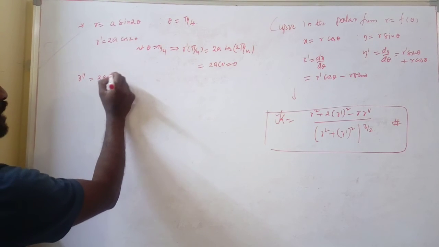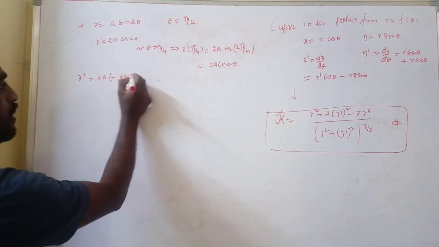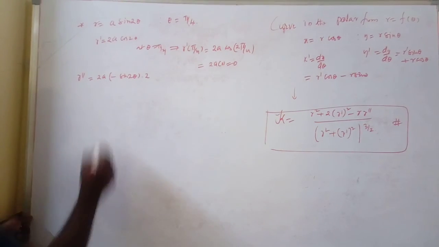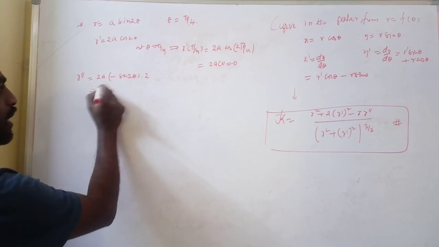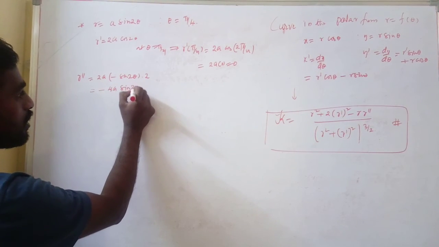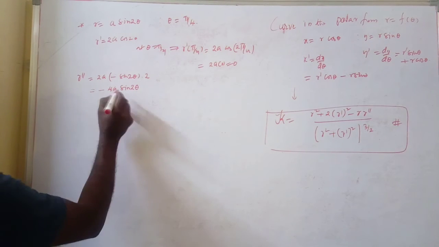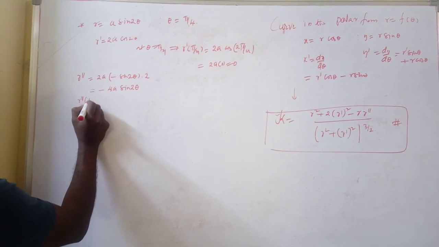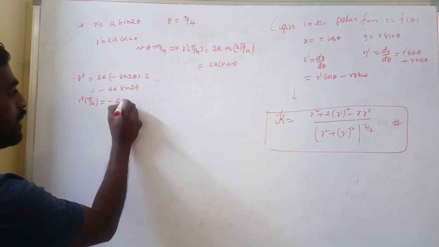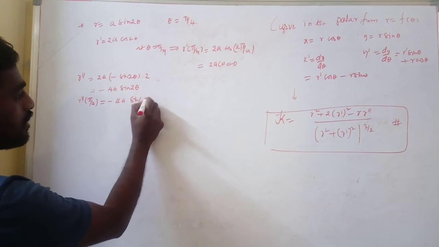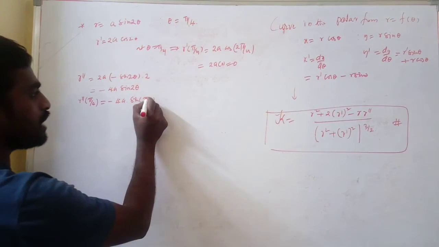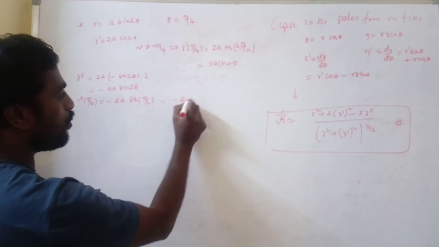The second order derivative is 2a into the derivative of cos, which is minus sin 2 theta, into 2, the coefficient of theta. So minus into minus gives minus 4a sin 2 theta. Here theta equal to pi by 4, so the r second derivative at pi by 4 is equal to minus 4a sin pi by 2. Sin pi by 2 value is 1, so it is minus 4a.